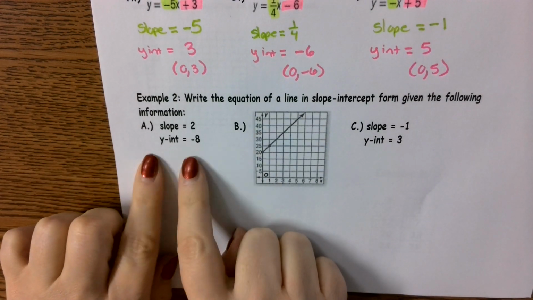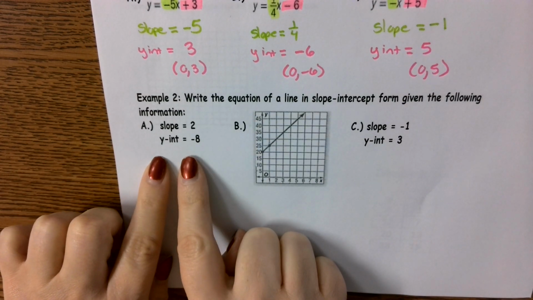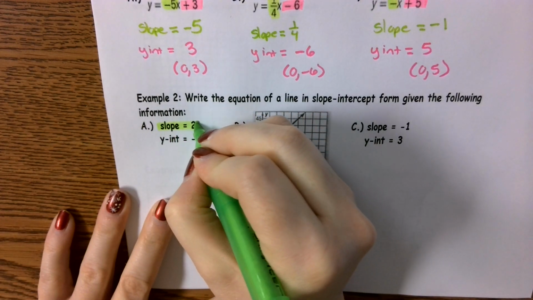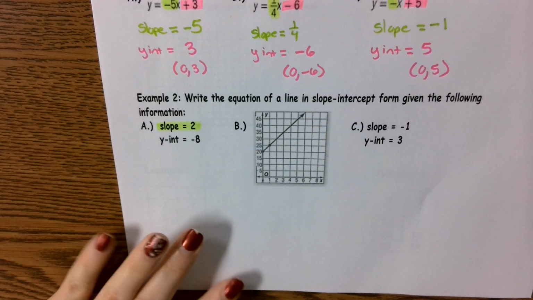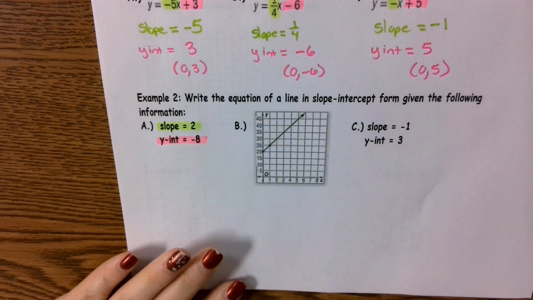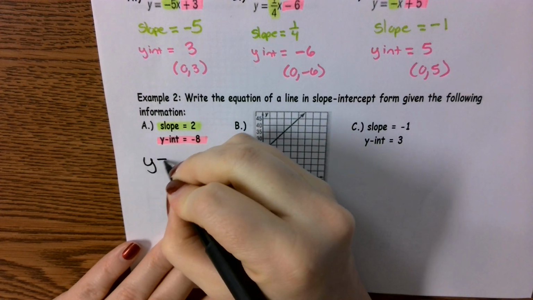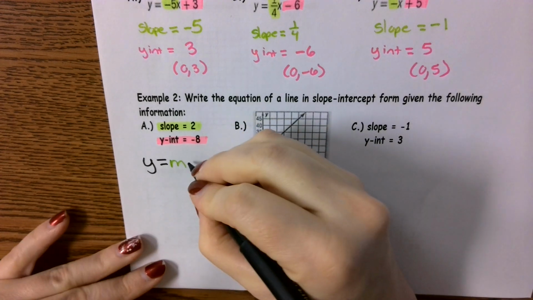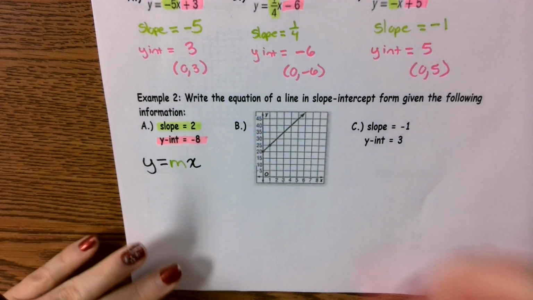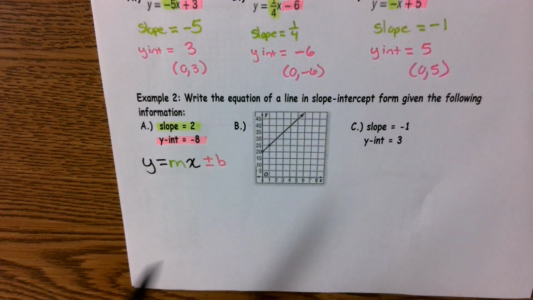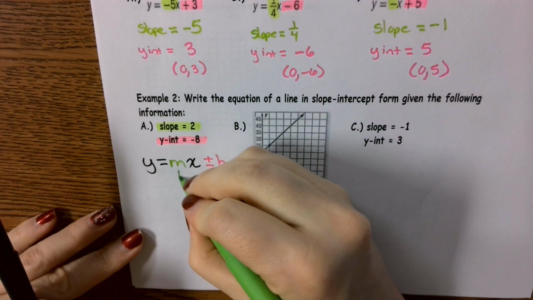Okay, so if we're taking a look at problem A, where we're having to write the equation, they, nicely enough, have already given us the slope, and they have already given us the y-intercept. We just have to substitute it back into that formula. So again, y is equal to mx, and then plus or minus b. So we already know what m is going to be equal to.